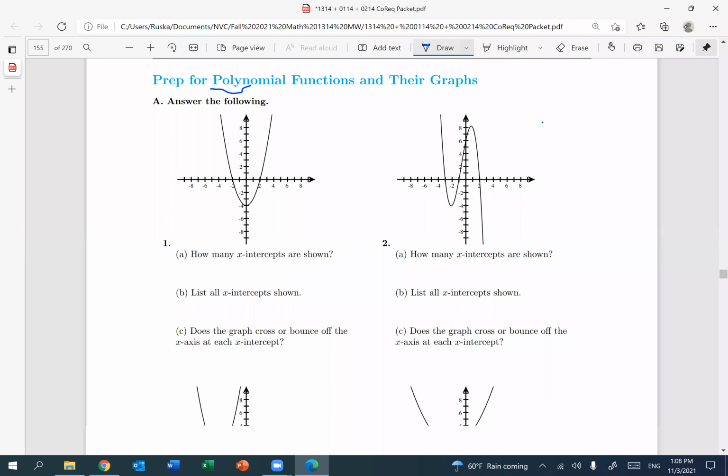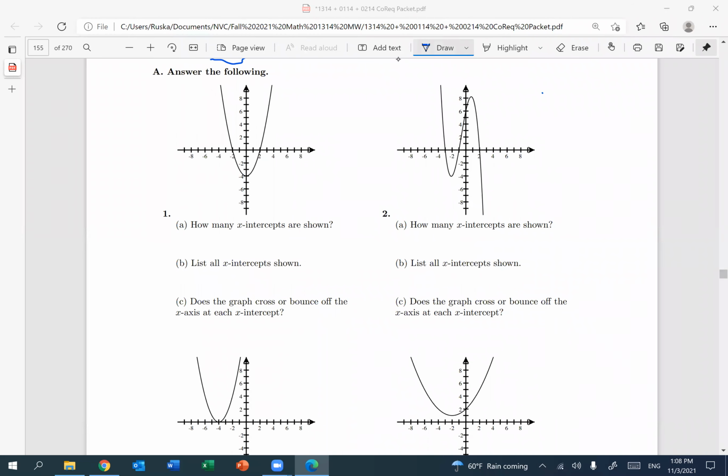In number 1, the first question is, this is the parabola, right? We know it's a quadratic function, and how many x-intercepts do you have? You have one here and one here, so there are two x-intercepts. List the x-intercepts. They are (-2, 0) as the first point, and the other one is (2, 0). The x-intercept is always a point on the x-axis, and the second coordinate for that point is always 0.